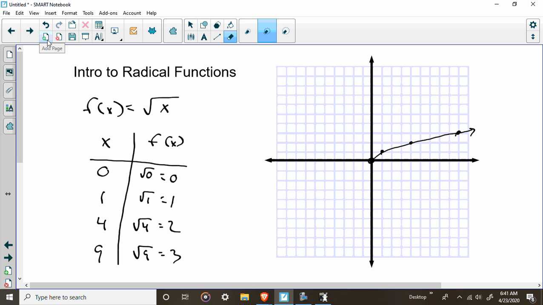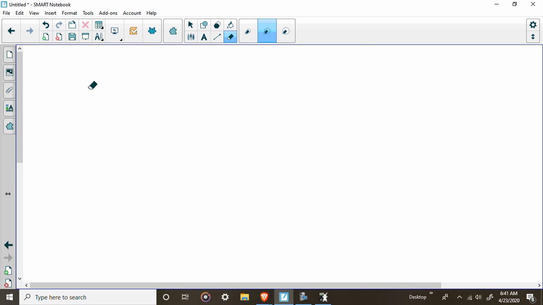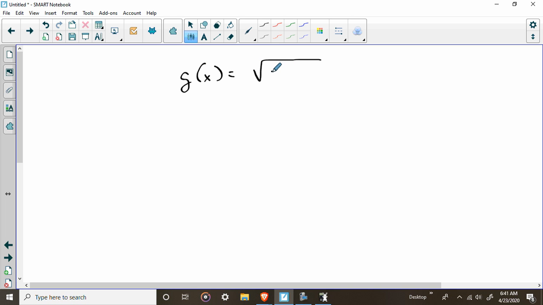Now, we'll talk about the transformations and how they're going to be the same types of translations, moving this around and everything like that. What I want to talk about today is how you're going to figure out how to evaluate these functions. So if I said g of x is equal to the square root of x plus 9, okay? Let's talk about what would be a good number to put in there.